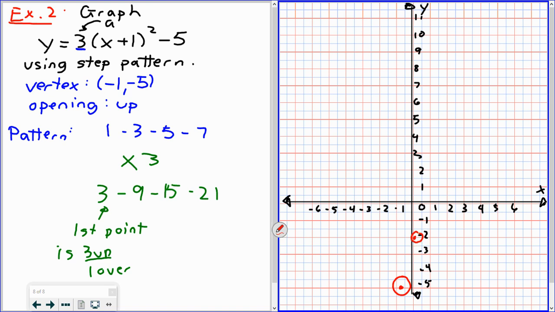So just wait. I went over 1, up 3. The same thing on this side for balance. I'm going over 1, 1, 2, 3. Can someone please be brave and tell me where my next point's going to go then? Go ahead. Over 1, up 9.